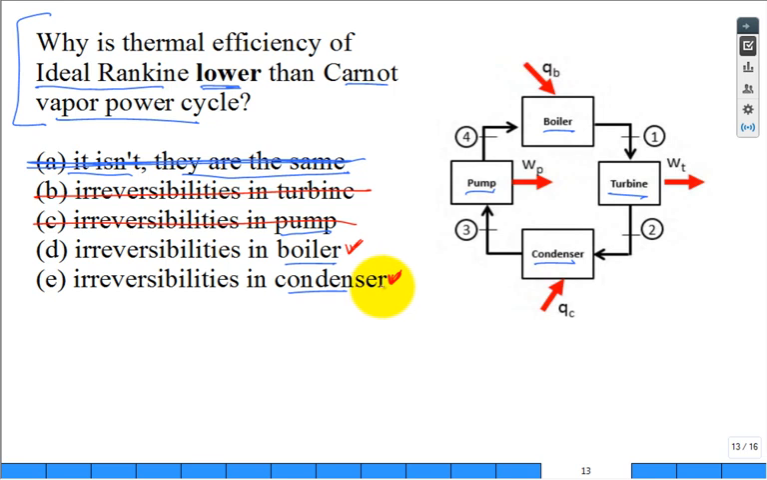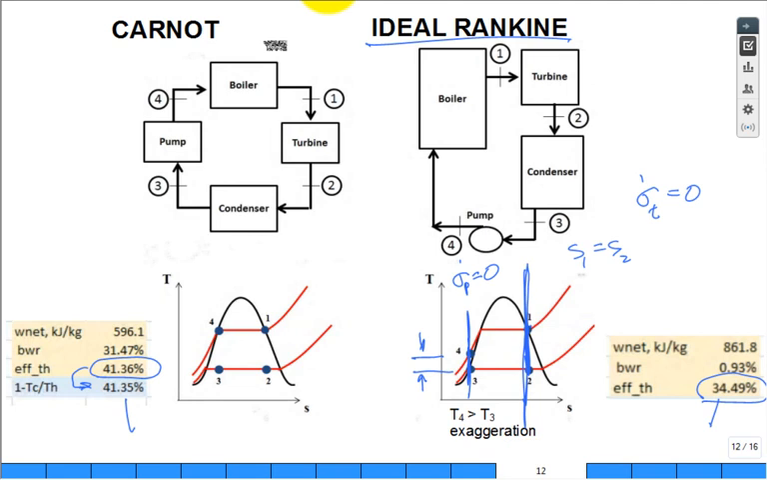Well, what was really different? Look back here. If I have the fluid condensing, does all the fluid condense at the same temperature in the Carnot? All right. Here's the condensing between 2 and 3. Does all the fluid in the ideal Rankine condense at the same temperature? Yes.